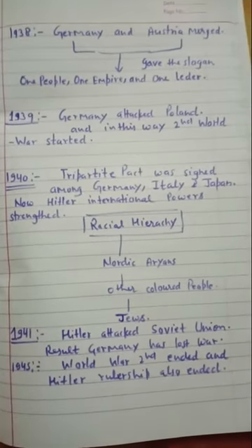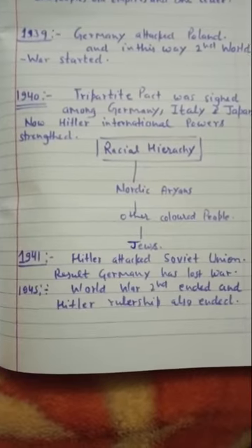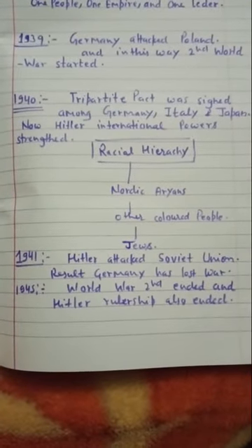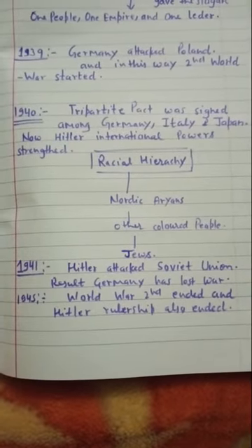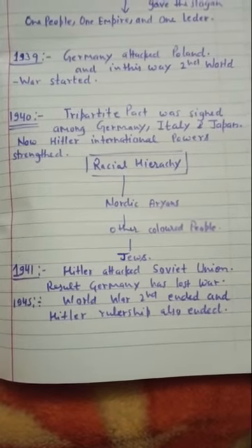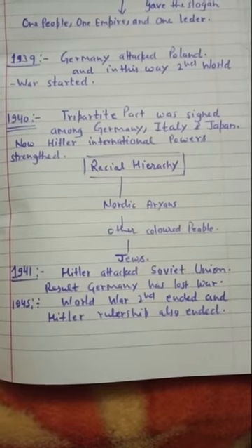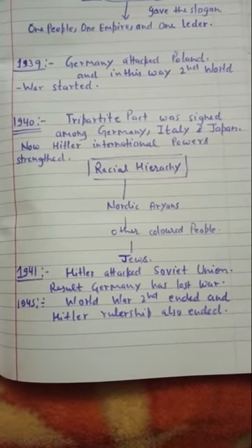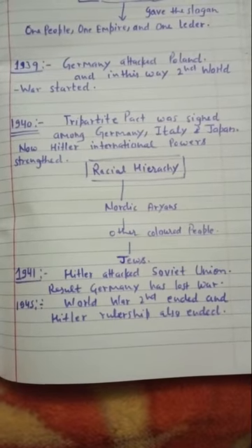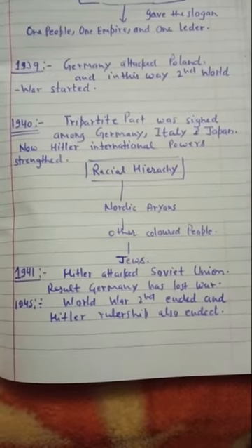So he only wanted the survival of the Nordic Aryans. Now in 1941, Hitler attacked the Soviet Union, and it was, you can say, unfortunate for Hitler that when he attacked the Soviet Union, Germany lost the war, and that's why in 1945 World War II ended and Hitler's rulership also came to an end.